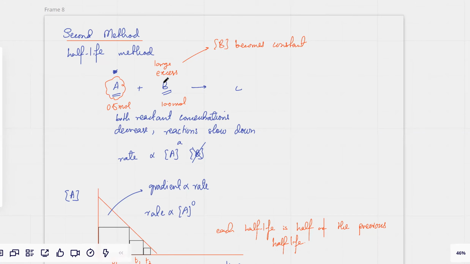If you have 2000 moles of B and 2 moles get used up, then the amount and the concentration of B hardly changes. So if you want to keep anything constant, you just put it in large excess. So when the reaction is going on, its concentration hardly or barely changes. That way you can eliminate one of the reactants. The rate would no longer be dependent on that because its concentration barely changes.